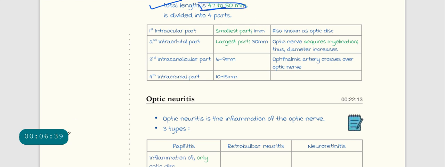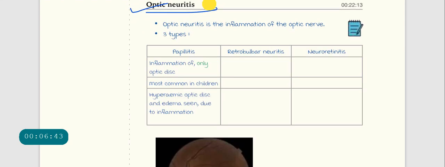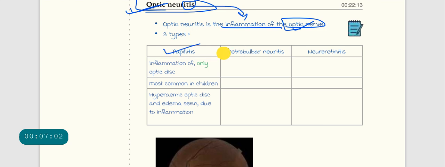Now moving on to the diseases or causes, starting with optic neuritis. The suffix "-itis" denotes inflammation, very easy. So there is an inflammation of the optic nerve. Now come the types of optic neuritis. These include papillitis, retrobulbar neuritis, and neuroretinitis. These are the three types of optic neuritis.